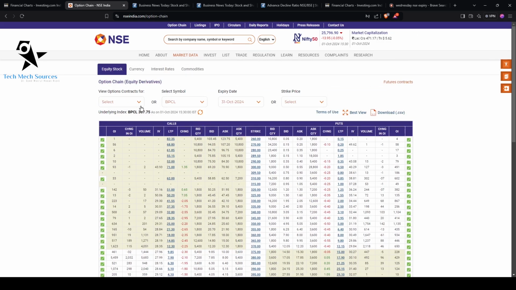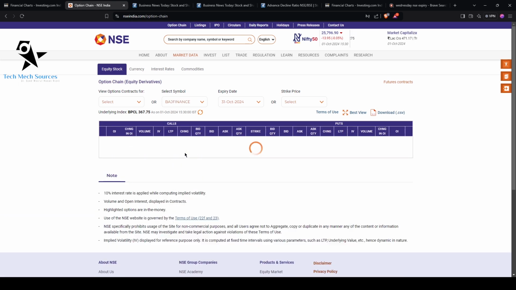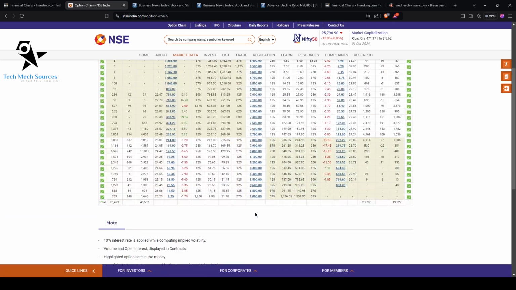So this was about the Nifty expiry. Now I am going to look for the Bajaj Finance option chain, 7,700 to 7,800. They closed in between. What about the IV values? 3,058 here on the call side and 1,036 on the put side.